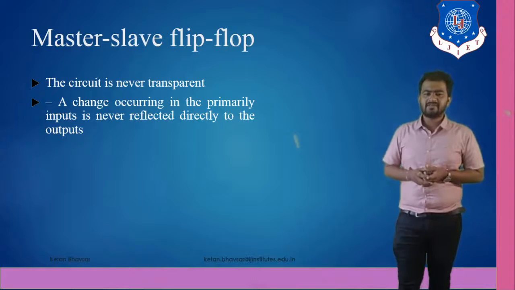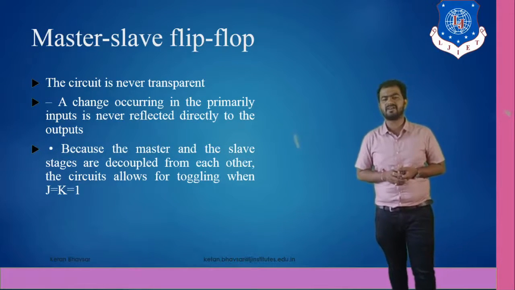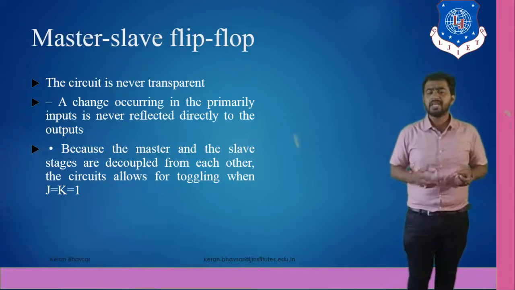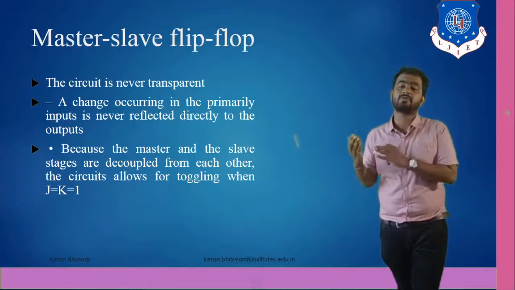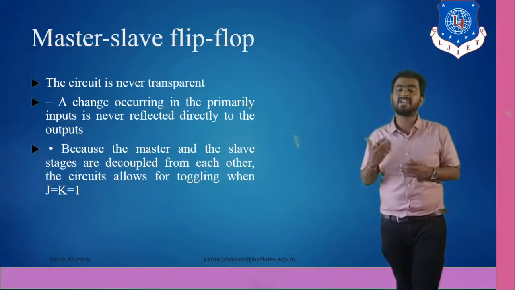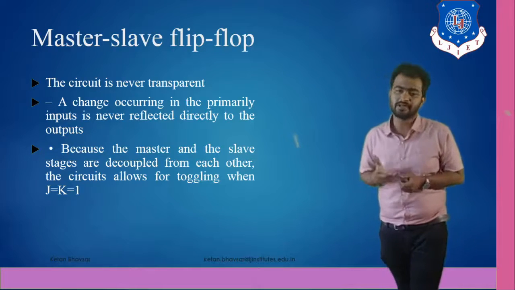Okay, so at the master level, the circuit is never transparent. A change occurring at the primary input is never reflected directly at the output. So if you change the input terminal, it does not directly affect the output terminal, because it passes through to the slave too. Only when you see the variation on the slave side will you see the variation on the output side too.